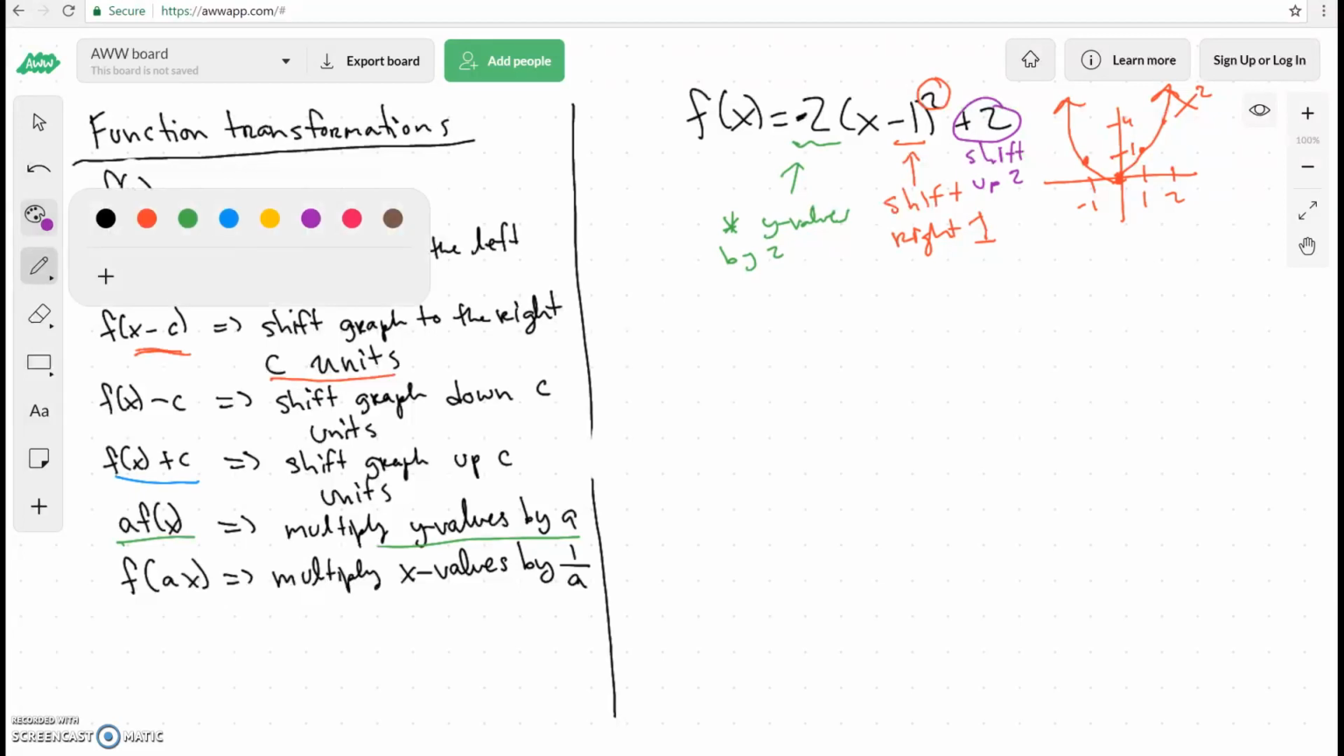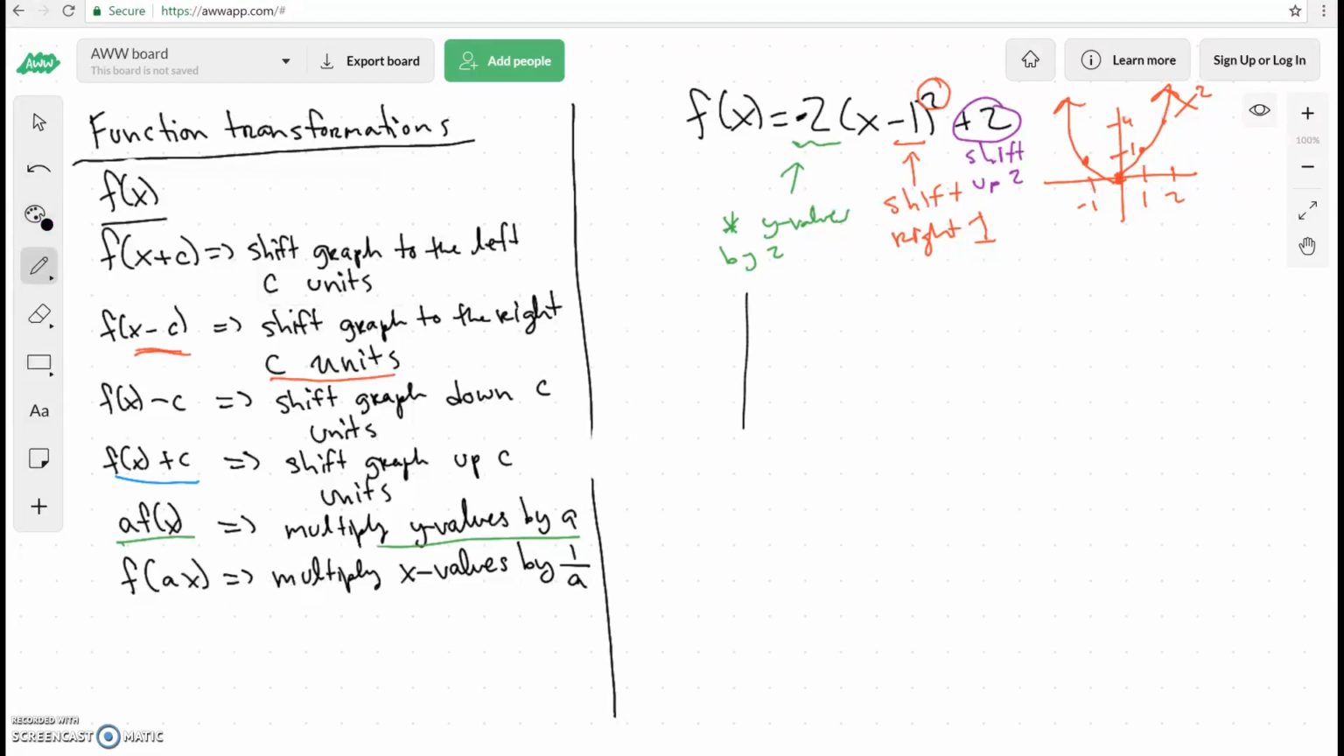Okay, so let's go ahead and start this out. I will start off with my parent function. And I'm going to go ahead and shift it 1 unit up. Oh, I'm sorry, to the right 1. So I'm going to shift it to the right 1. So this is no longer there. This one's going to be here. Before, this one was at -1, 1. I'm going to shift it over. Now this one's going to be right here, and then the other one's going to be right here.